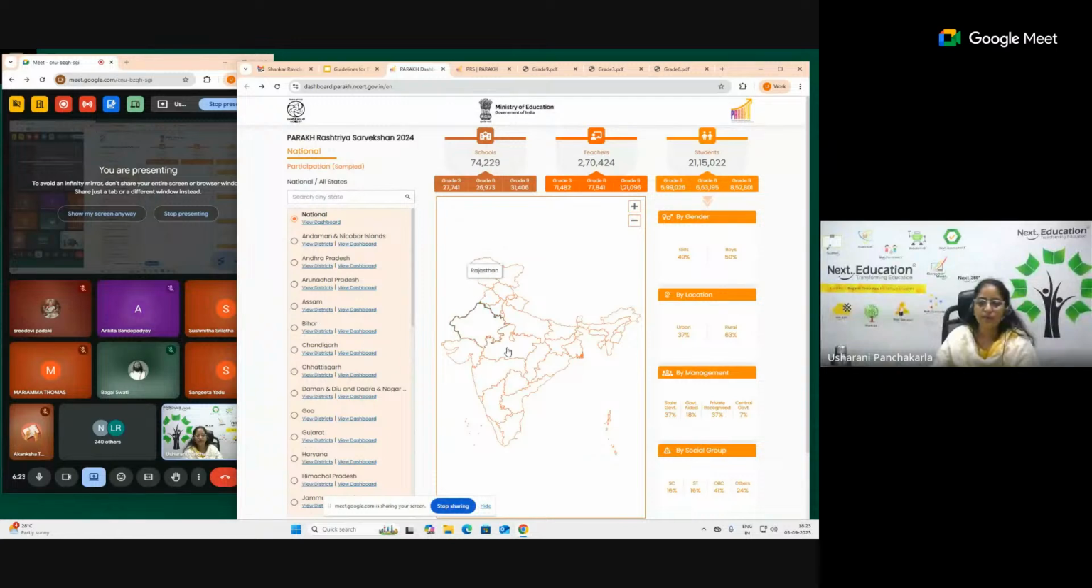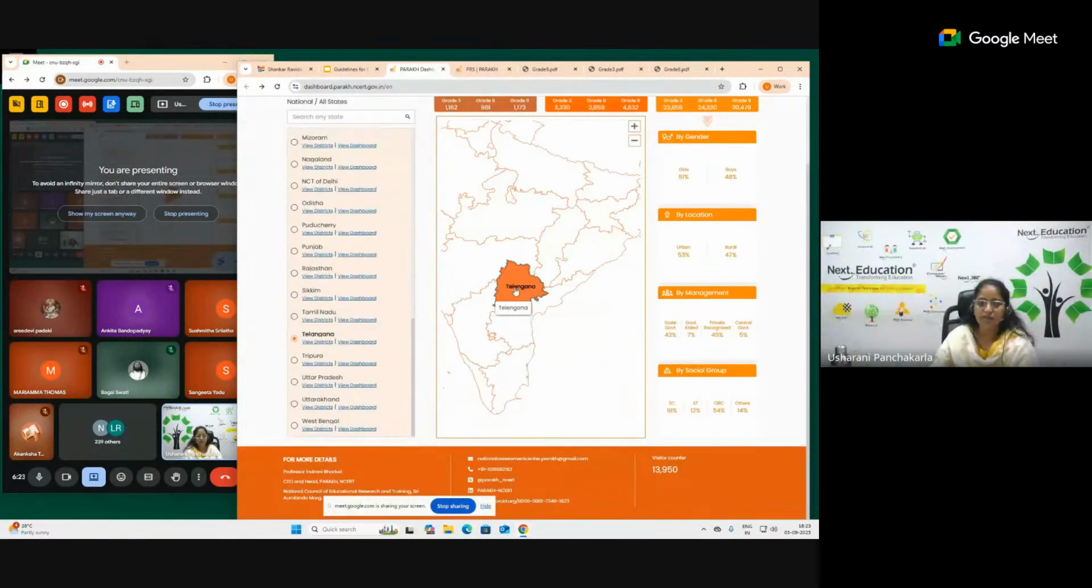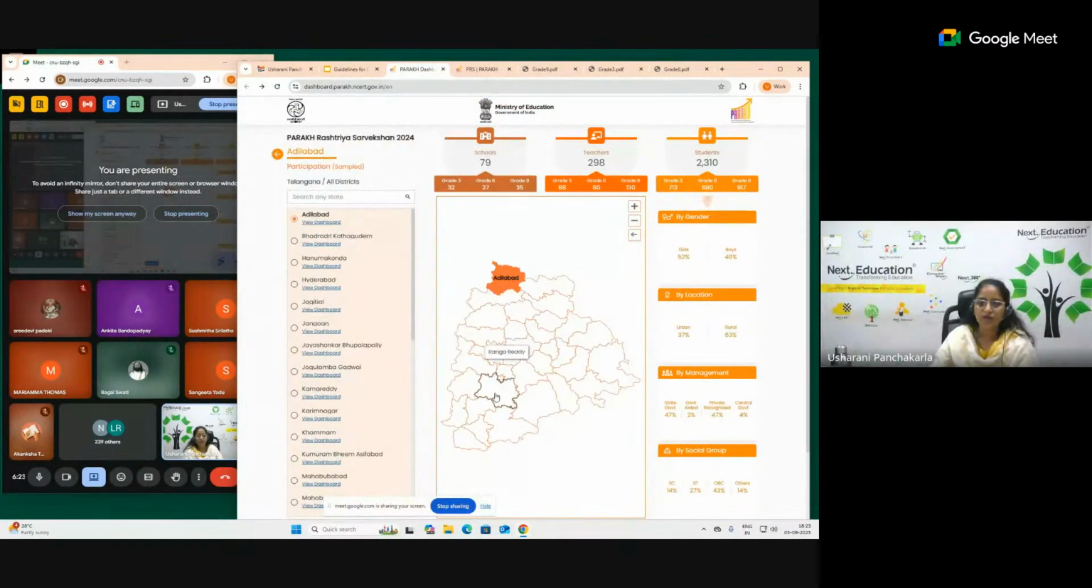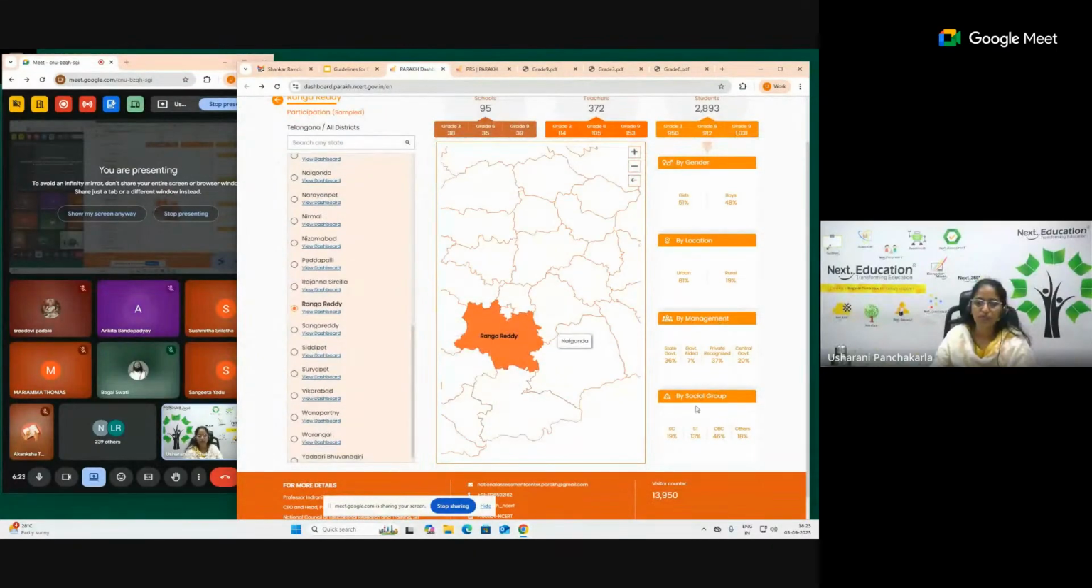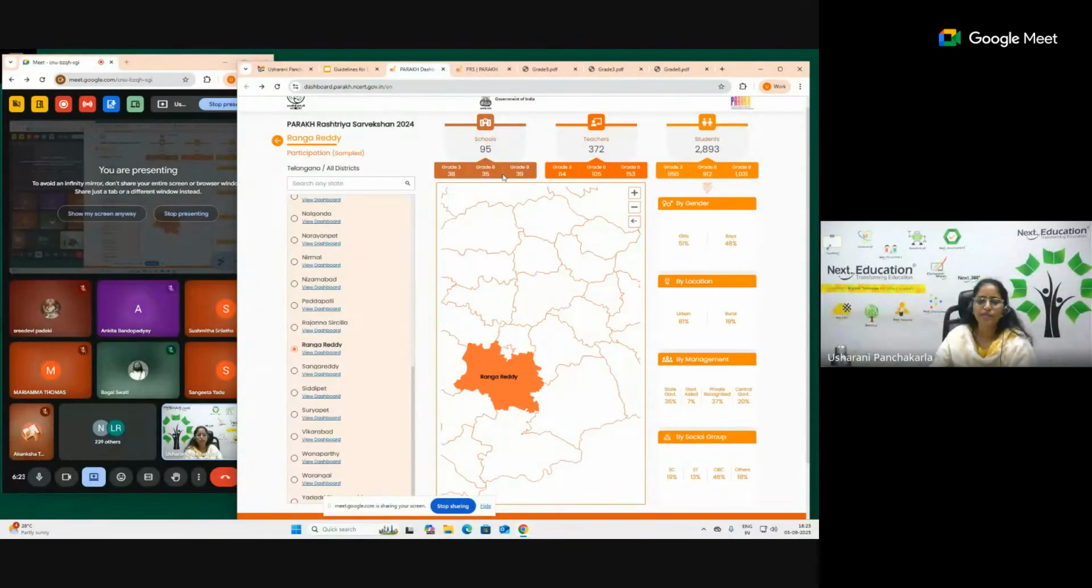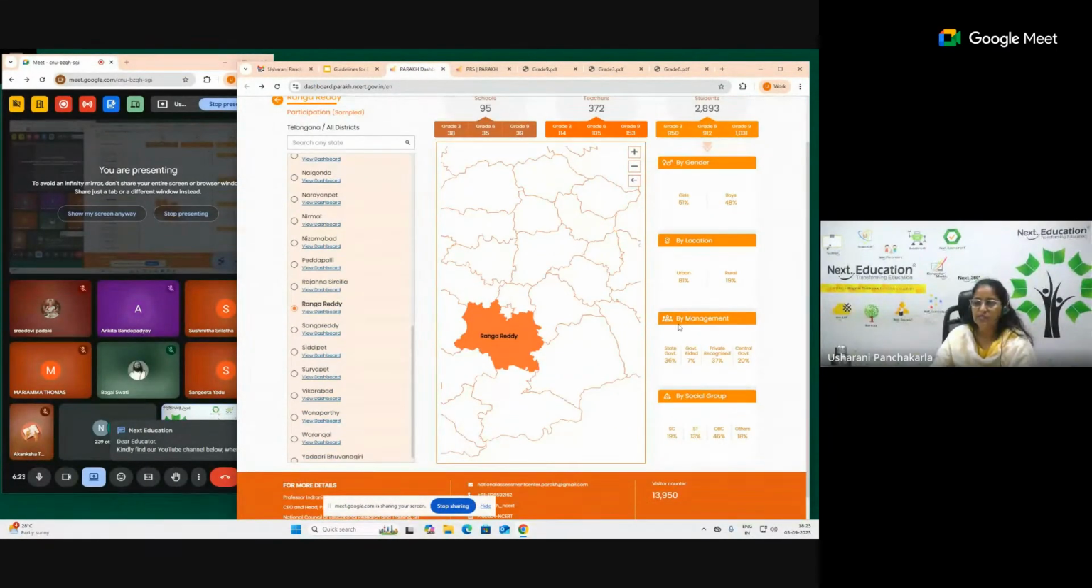Here I'm selecting one state and then any of the districts. I have selected Rangareddy district. You can see here the number of schools that participated in that pilot project, teachers, students, by gender, what is the difference, and the location, urban and rural. The percentages are also given here. I hope you are able to see the screen.